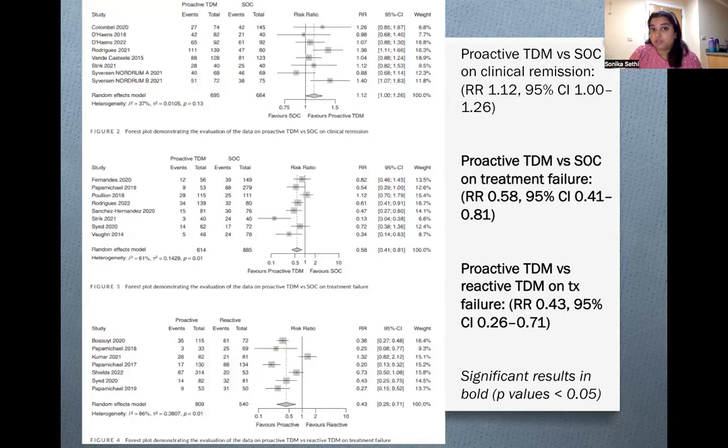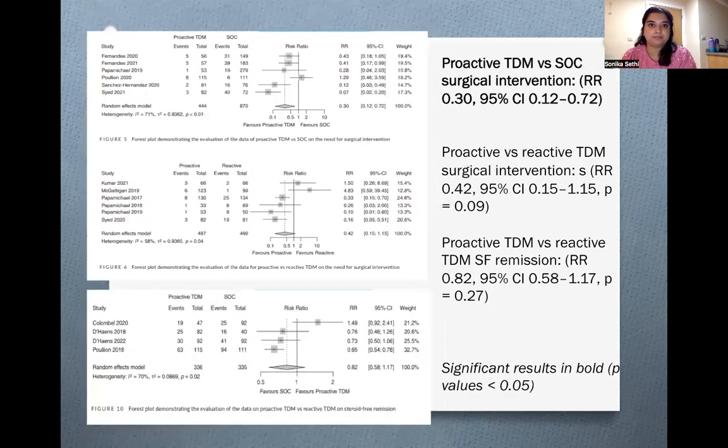In terms of our results, the significant results are those that are in bold. When we compared proactive TDM versus standard of care in terms of treatment failure, there was a significant difference favoring proactive TDM. Likewise, when we compared proactive TDM with reactive TDM on treatment failure, there was again a significant result favoring proactive TDM. And as you can see, there's quite a range of studies that show that. Clinical remission did not have significant results.